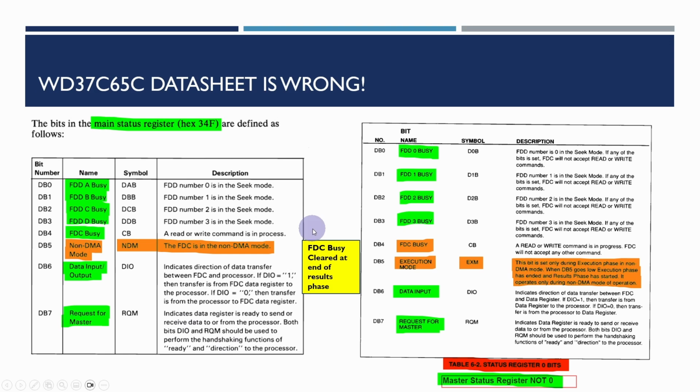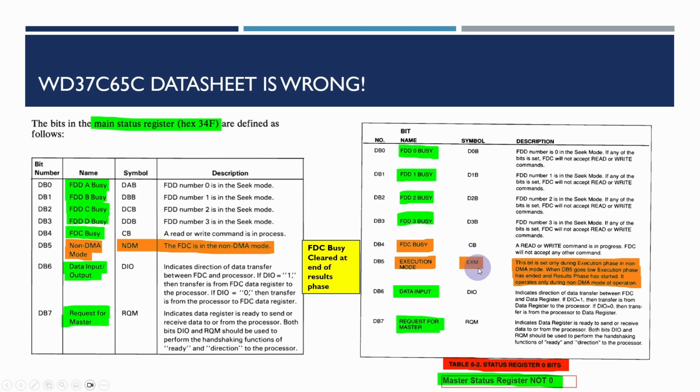One of the things I did mention is that the floppy disk controller data sheet was incorrect. Some of the labeling of the various tables and things was not right. But I also want to highlight a couple of key things in here. In the main status register, we're really worried about a couple of bits. There are the standard ones which are used for communicating with the floppy disk controller: request for master and data input, basically when the floppy disk controller signals that it's ready to either input or output data. But there are two other ones which are important.